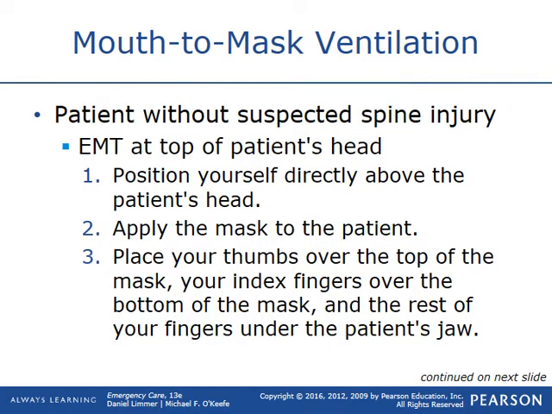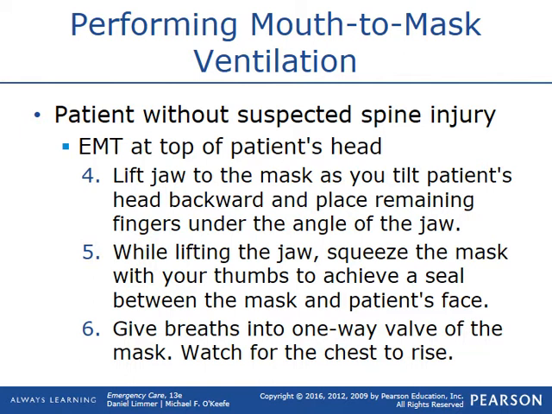So if you've got a patient without a suspected spinal injury, you want to place yourself directly above the patient's head, apply the mask to the patient, and then place your thumbs over the top of the mask, your index fingers over the bottom of the mask, and then rest the rest of your fingers under the patient's jaw. Basically the modified C and E method for bag valve mask ventilation. You're going to lift the jaw to the mask as you tilt the patient's head backward and place the remaining fingers under the angle of the jaw.